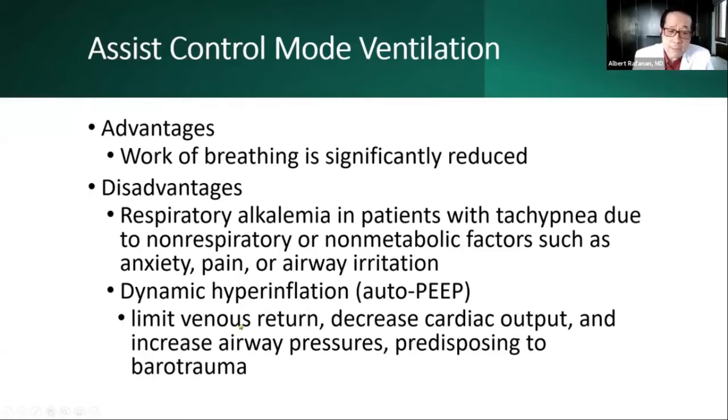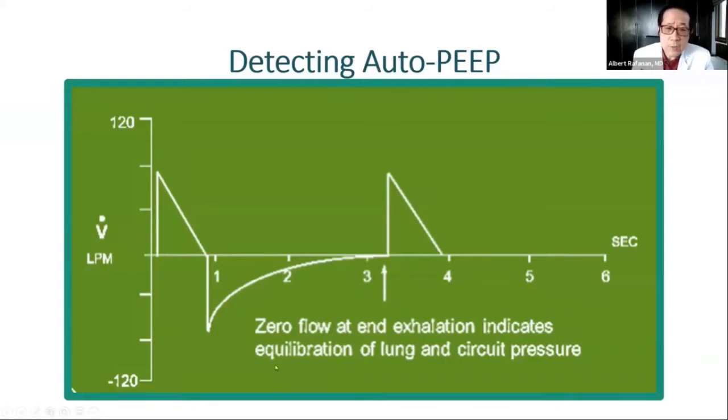With the problem of giving a breath when the patient is tachypneic, it can cause dynamic hyperinflation or auto-PEEP. We'll talk about that later. But auto-PEEP is basically taking a deep breath and you're not able to exhale out. When that happens, it limits the venous return because of increased intrathoracic pressure. It causes decreased cardiac output and increased airway pressures, predisposing to barotrauma. So how do we detect auto-PEEP?